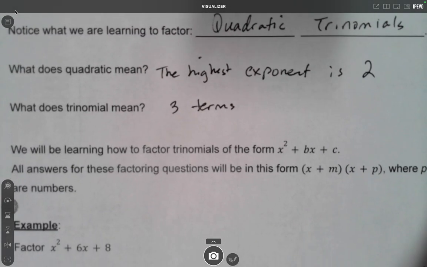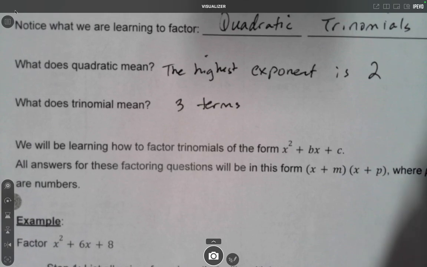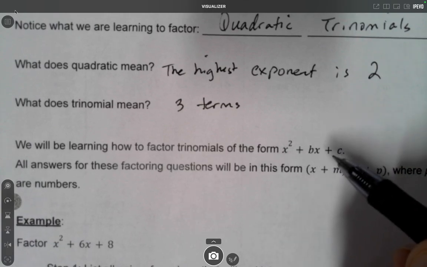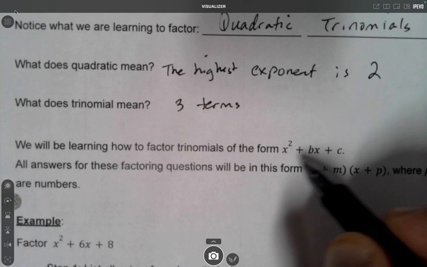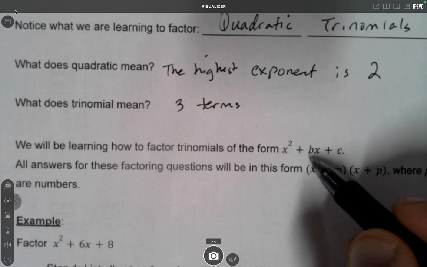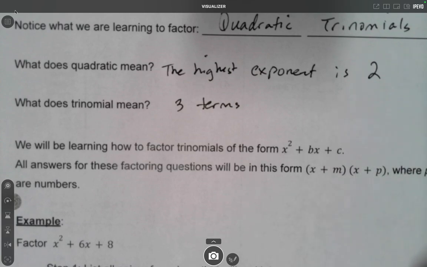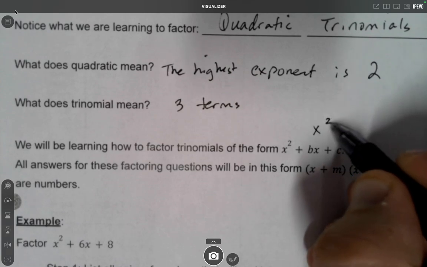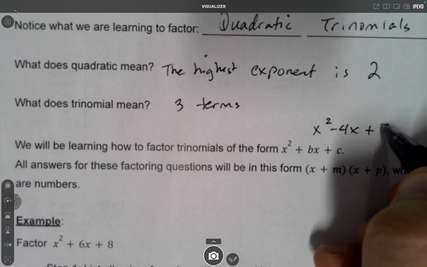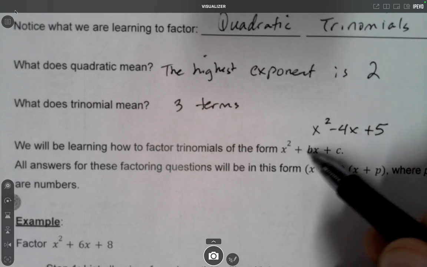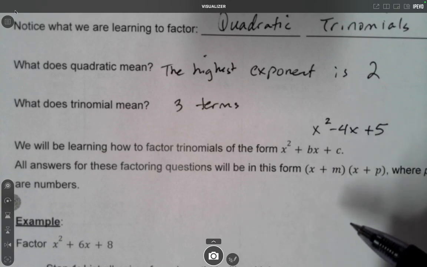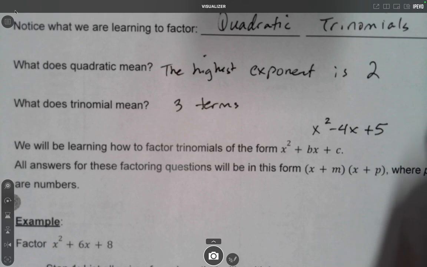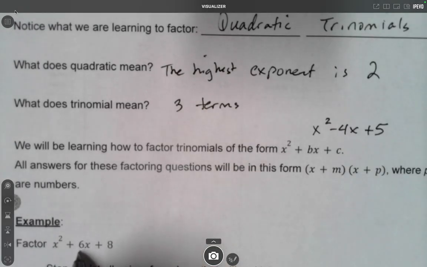So we'll be learning how to factor trinomials of the form x squared plus bx plus c. Obviously x in both these spots is a variable. B and c are numbers. So it could be like x squared minus 4x plus 5. So b is negative 4, c is 5. The b and the c represent numbers that we'll have when we're given the problem. So look at this first example down here. 6 is the b, 8 is the c.